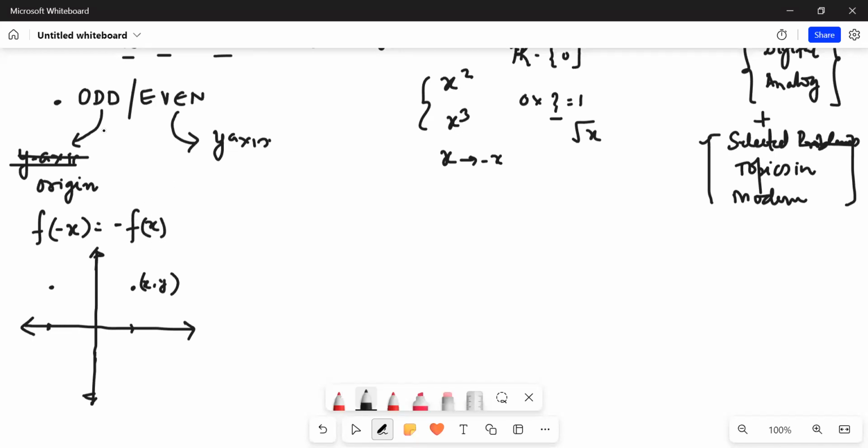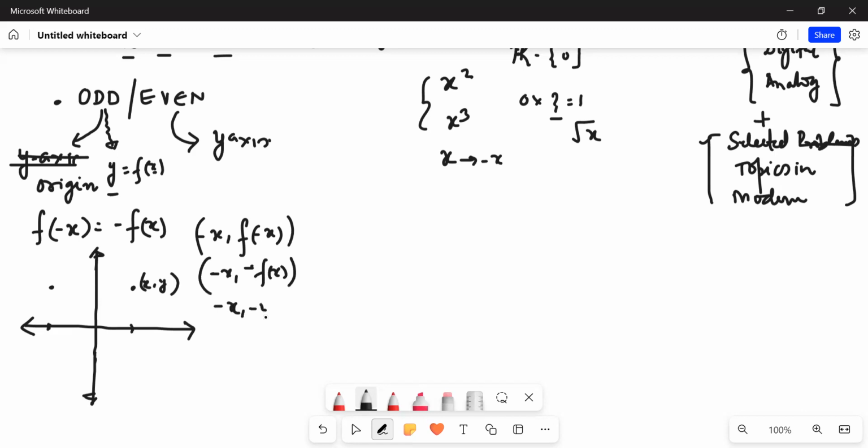Always remember, in calculus we say y is equal to f(x), but in coordinate geometry, this is your y coordinate and x is your x coordinate. So f(x) is simply your y coordinate. In calculus, the y coordinate is the functional value of the point, that is f(x). So if I want to find the value of y at minus x, this would be f of minus x. And f of minus x is minus f(x), which I can write as minus y.